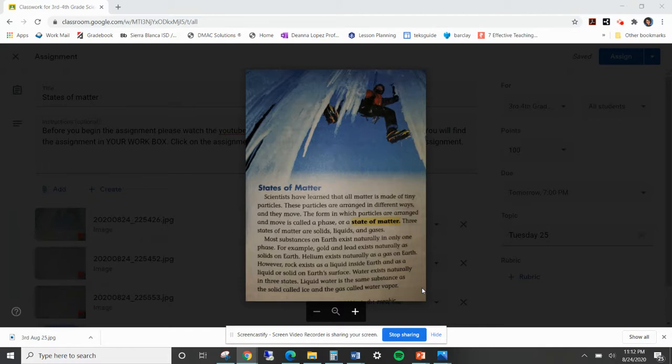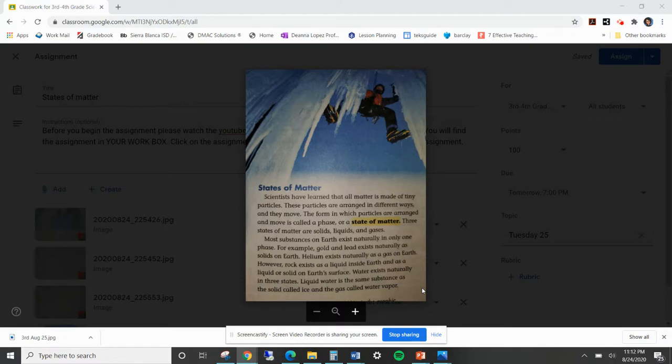Scientists have learned that all matter is made of tiny particles. These particles are arranged in different ways and they move. The form in which particles are arranged and move is called a phase or a state of matter. Three states of matter are solid, liquid, and gas.